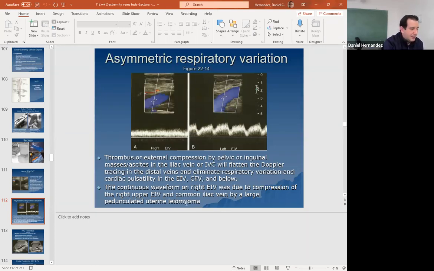In this case, this patient's finding was caused by a large uterine fibroid, a large pedunculated leiomyoma, that was compressing the upper external iliac vein and the common iliac vein.